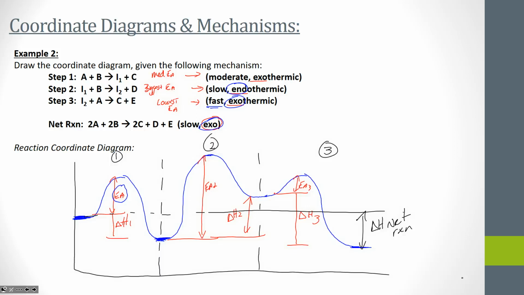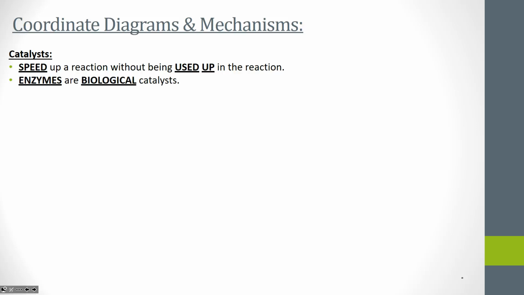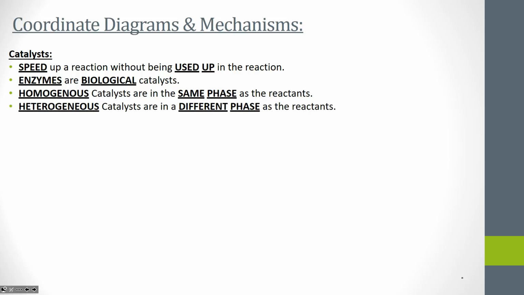So the next thing we're going to talk about quickly is catalysts. And remember that catalysts speed up reactions without getting used up. You get them back. An example of a catalyst in real life or in our bodies is an enzyme. They're a catalyst to get things to break down, but we get those enzymes back. We talked about homogeneous catalysts because they're in the same phase as the reactants. We also have heterogeneous catalysts that are in different phases. We talked about a catalytic converter in cars before.